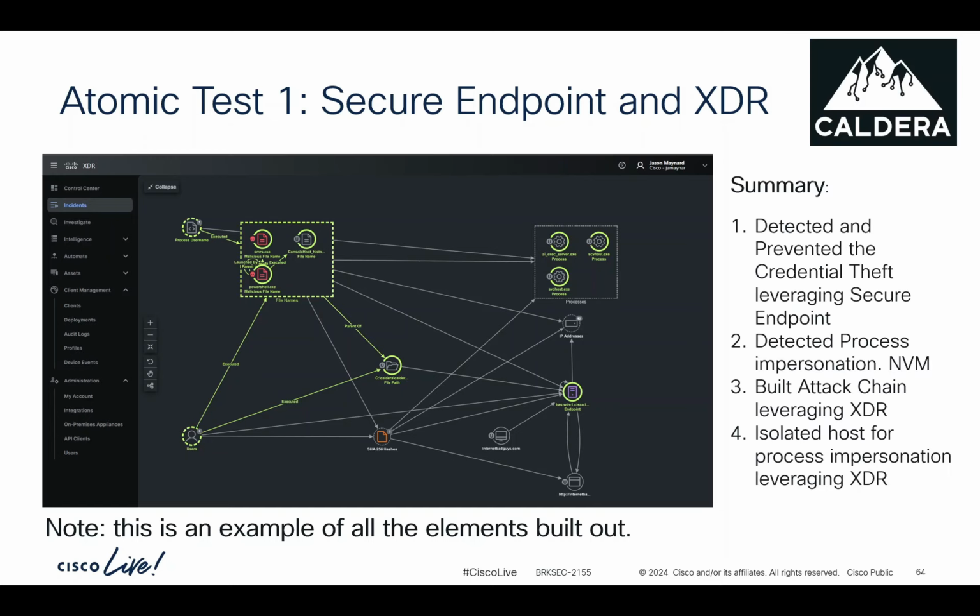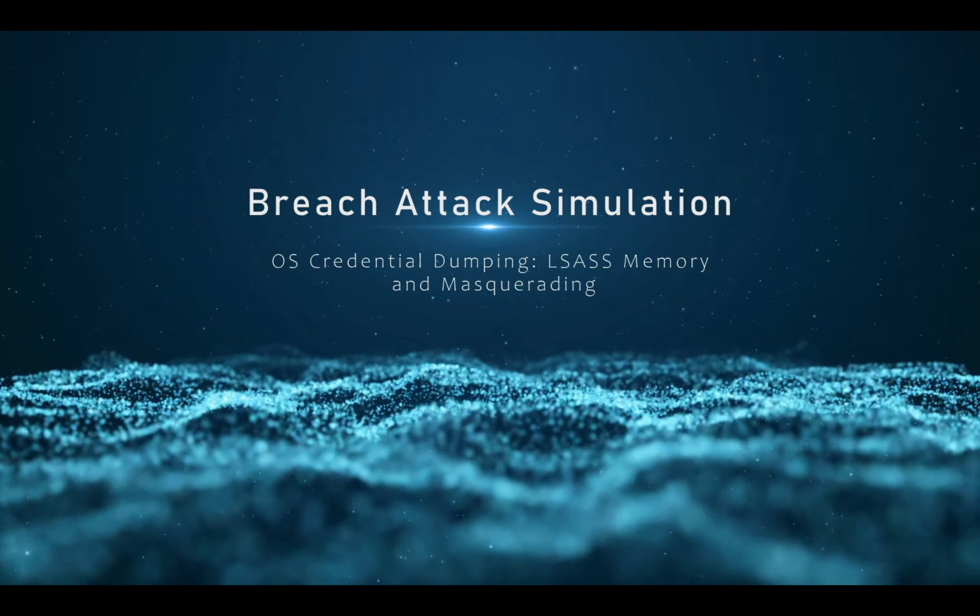So summary, detected and prevented the credential theft, leveraging Secure Endpoint. We detected the process impersonation using Network Visibility Module. We built an attack chain leveraging XDR. Cisco XDR looks at those observations from all those different sources and decides whether or not they are related. And we isolated the host for process impersonation using Cisco's XDR. We did that through a manual process. This could be automated through Cisco XDR, or it could even have been automated through Cisco Secure Endpoint. Pretty cool.